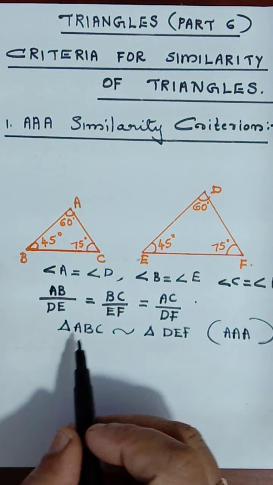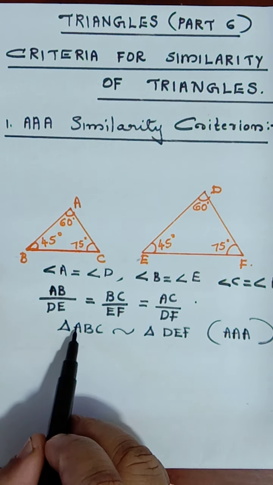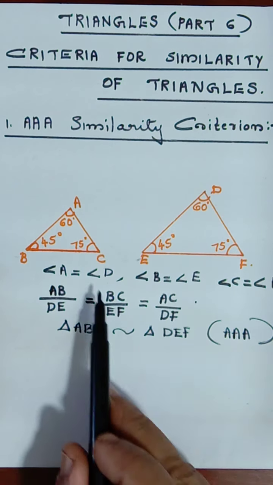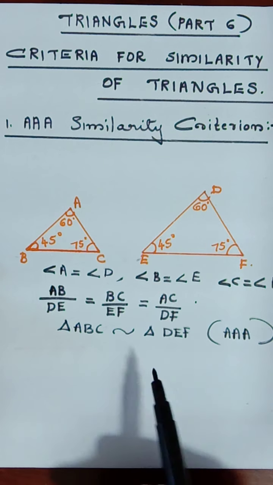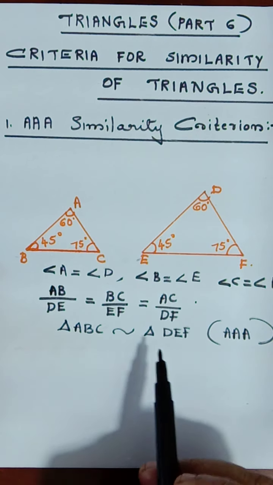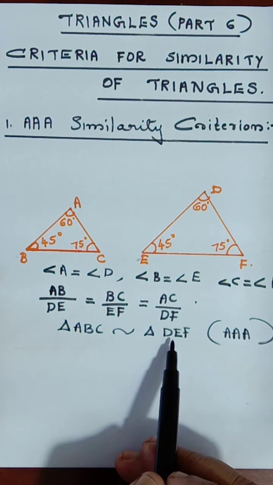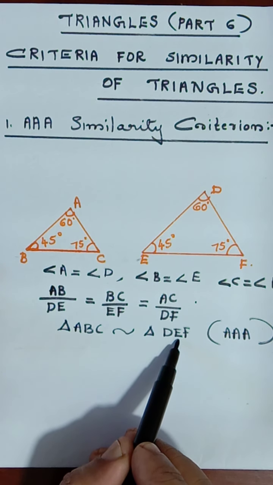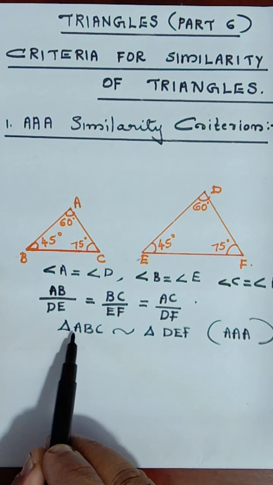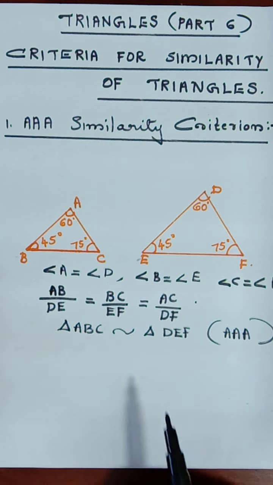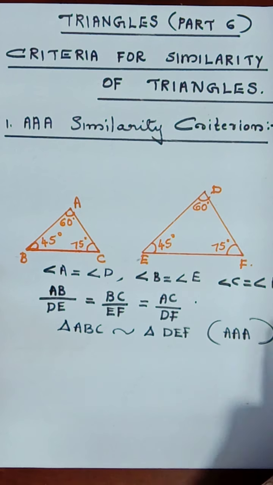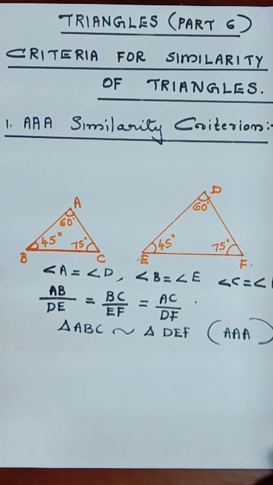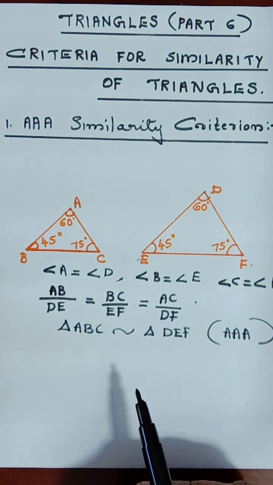Here important point is angle A. The corresponding angle should be equal. Angle A should be equal to D, B to E, C to F. We cannot say in this case triangle ABC similar to triangle EFD or FED. It should be triangle ABC similar to triangle DEF itself. The corresponding sides AB, DE, BC, EF, AC, DF. So it should be arranged properly as we have learned in the case of congruence. There we were arranging and writing. Isn't it? Same way here also in similarity we have to arrange and write.